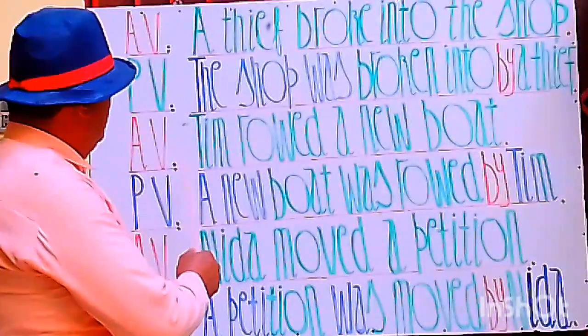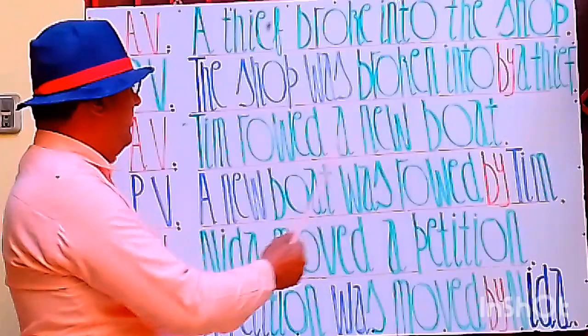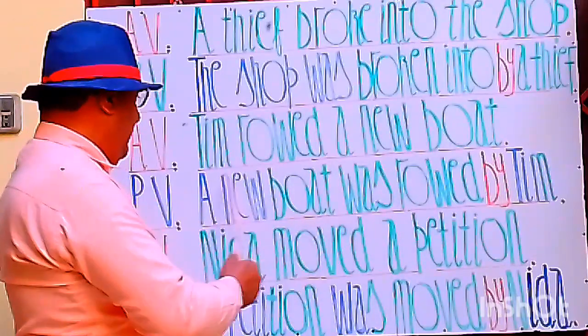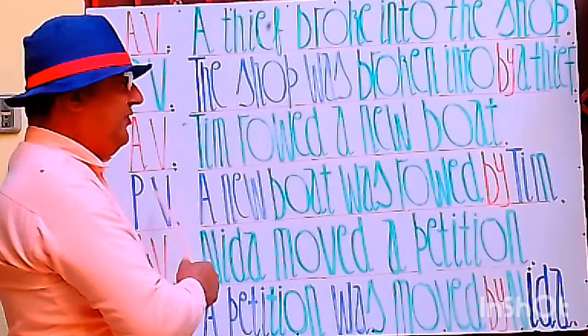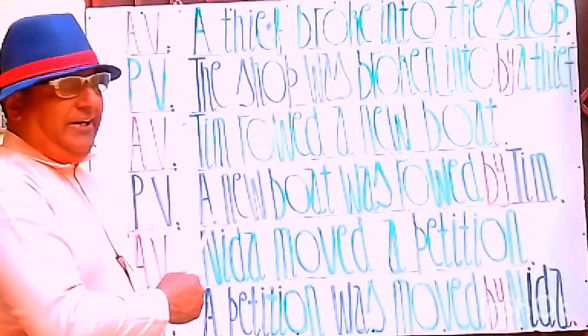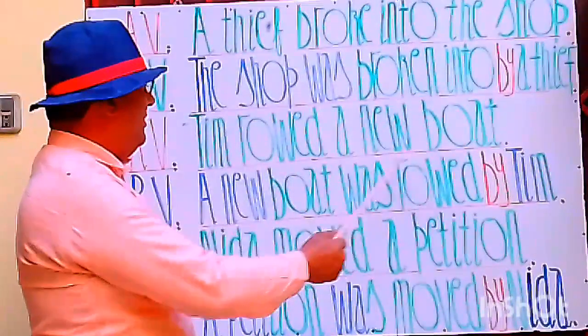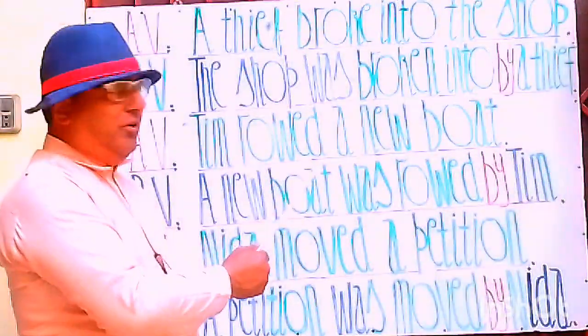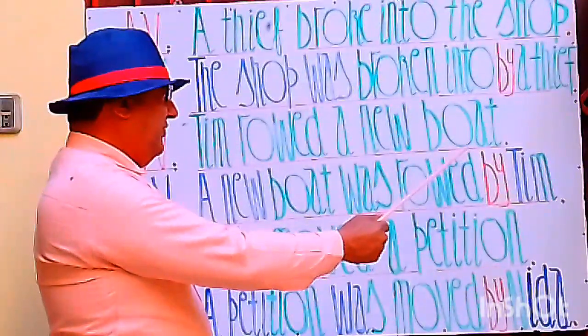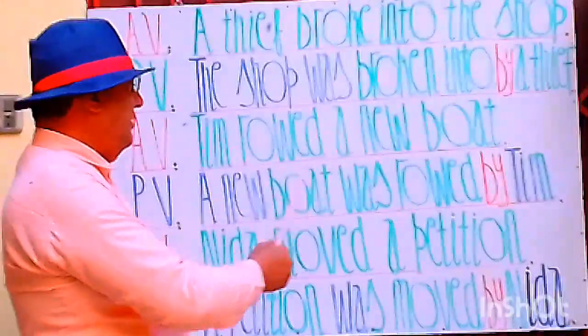Next one is Tim wrote a new book. This is an active statement. Tim is a subject. Tim wrote a new book. Wrote is a second verb form. A new book is an object.